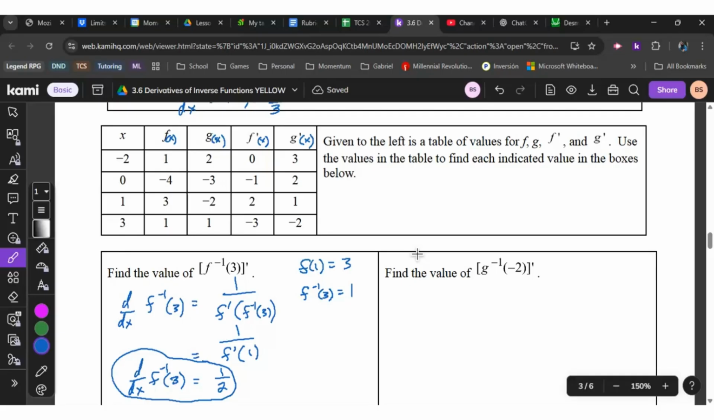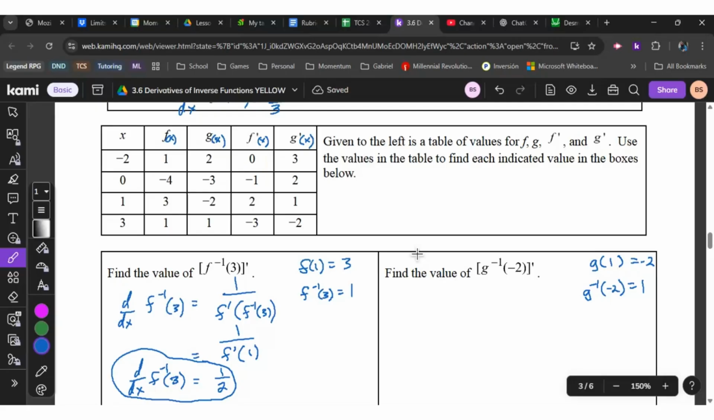So this one here, I need to figure out what's going to be equal to -2. So g of what gives me -2? There's -2, so it's 1. So g of 1 equals -2, meaning that g inverse of -2 is going to equal 1. Make sense? Yes, sir.